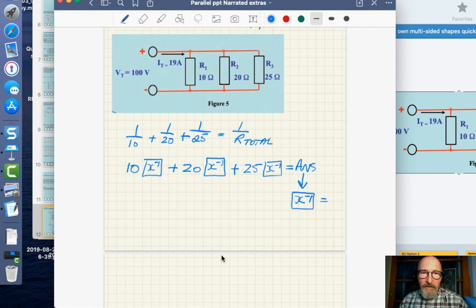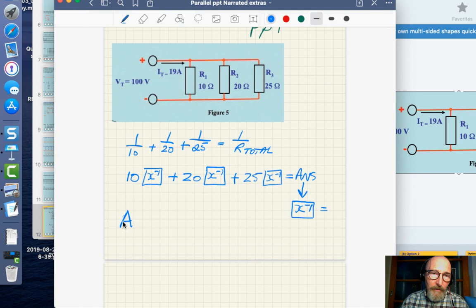And of course, we know that the final answer must be less than 10 ohms, because 10 ohms was the lowest resistance. We had 10 plus 20 plus 25 all in parallel. So the final answer has to be smaller than the smallest resistor, which is 10 ohms.